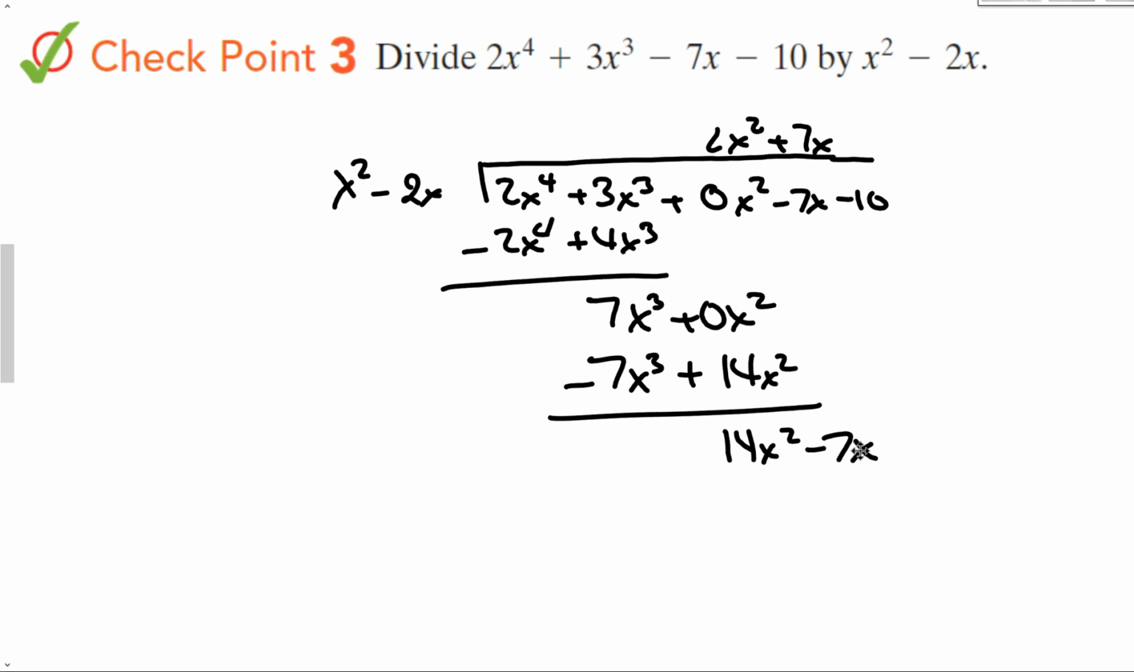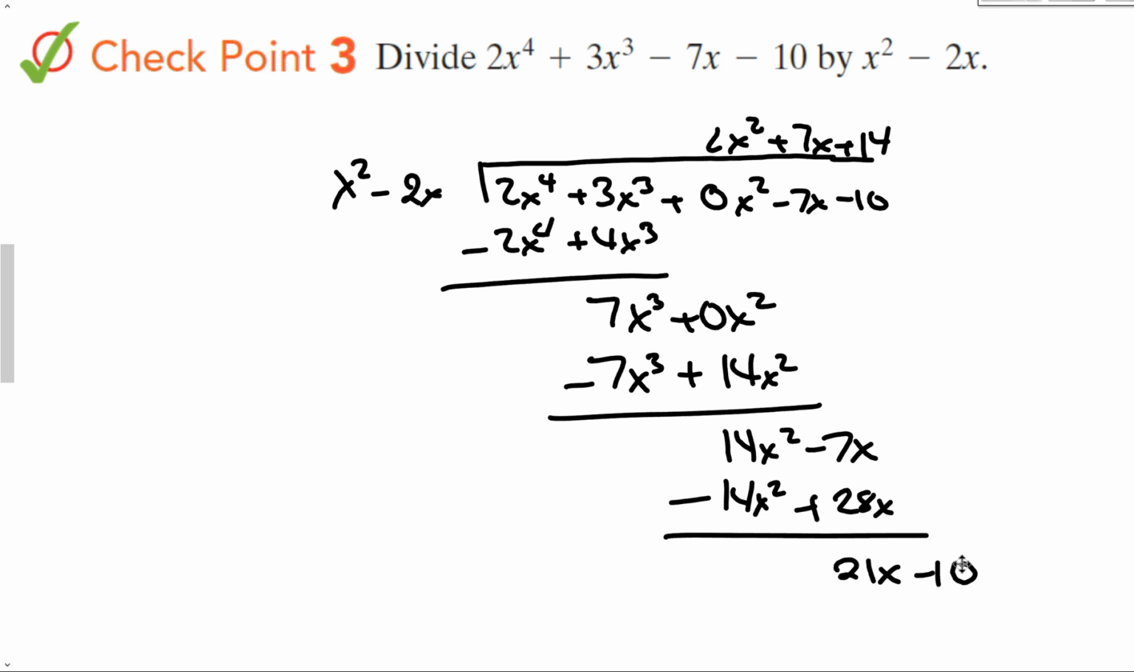Minus 7x. When I bring down the minus 7x, I'm going to have to multiply 14. So that's 14x squared. That's going to be a minus 28x. Subtract, and I get 21x minus 10. We're done because the degree of the remainder is less than the degree of the divisor.